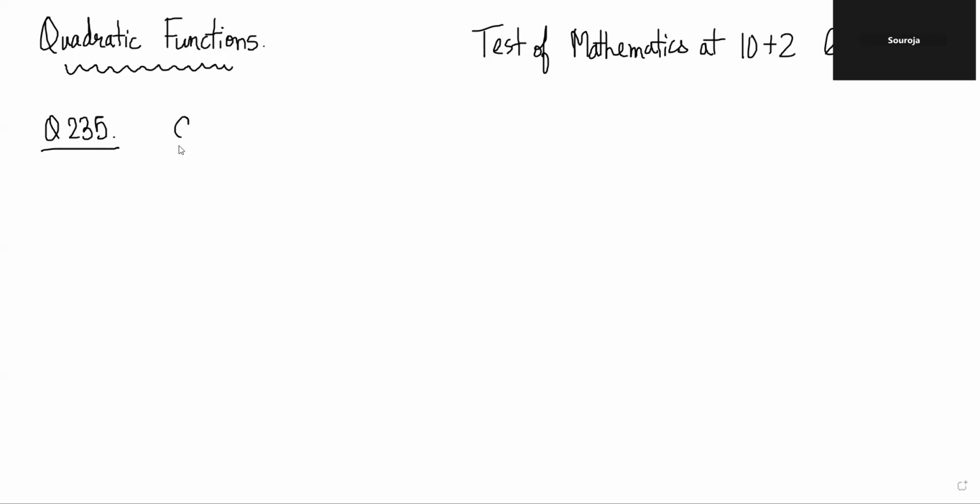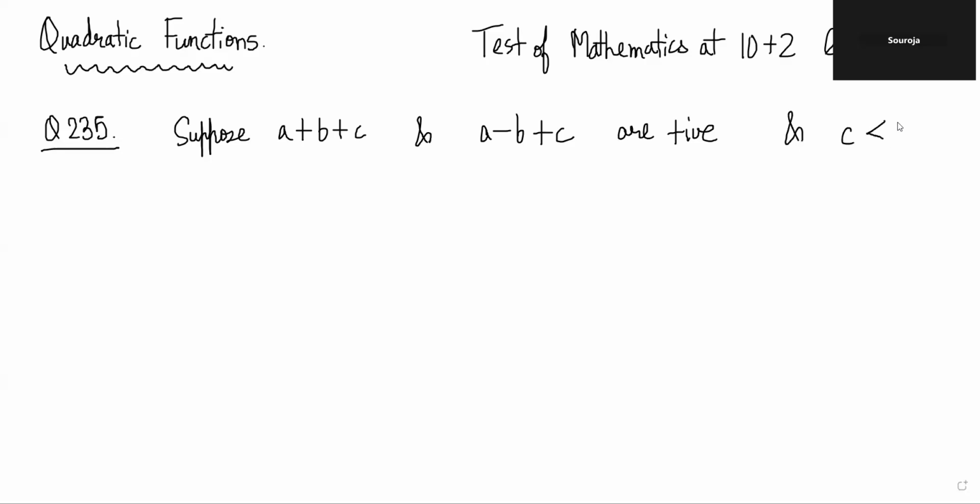So tell me, the question is saying, suppose a plus b plus c and a minus b plus c are positive, and they have said c is less than 0. Then they are asking us whether the equation ax square plus bx plus c is equal to 0 has, where are the roots lying there, right? So tell me your logic.